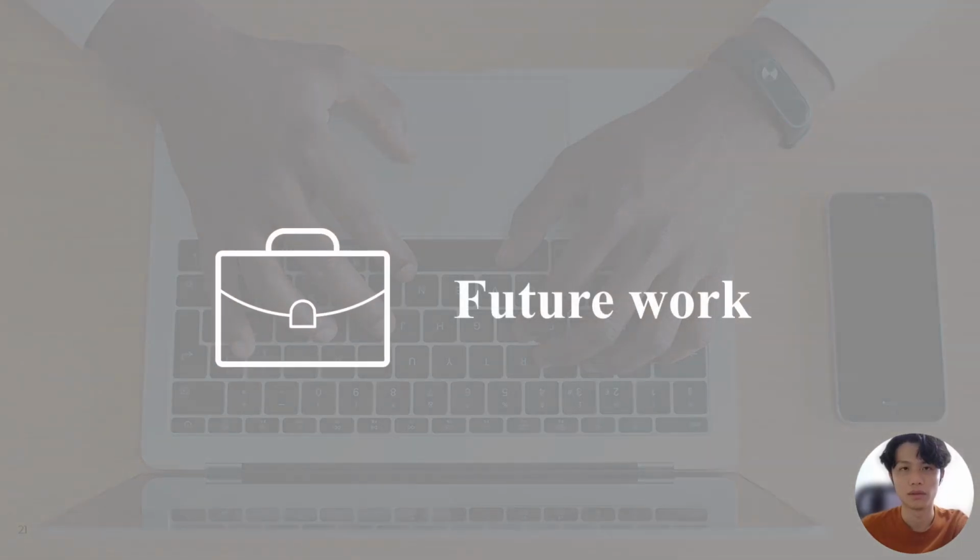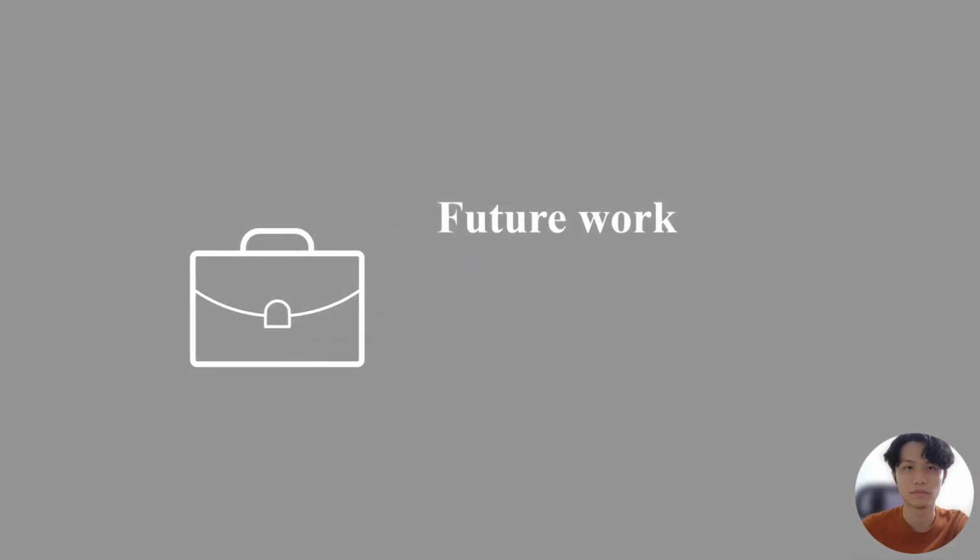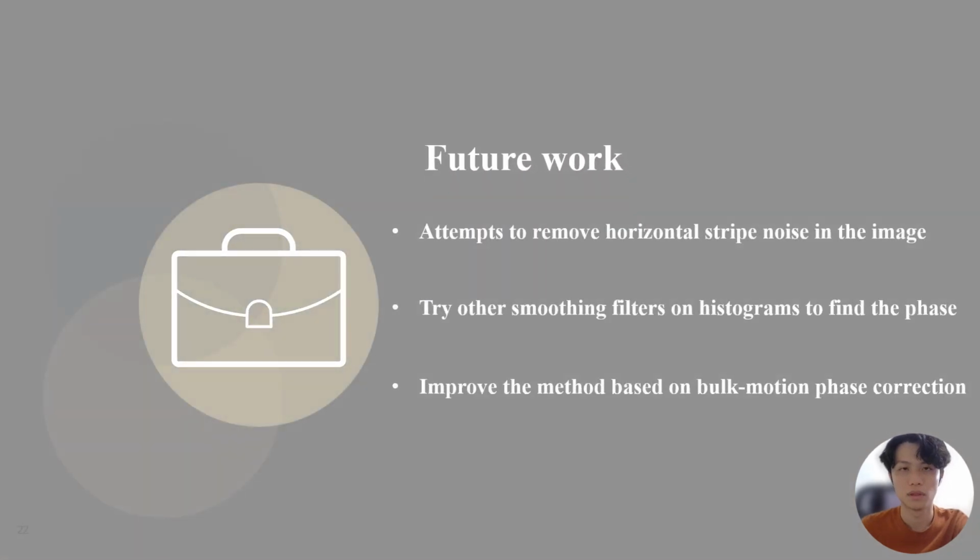Okay, and this is my future work. I will attempt to remove horizontal strip noise in the image and maybe try other smoothing filters on histograms to find the phase. And last, I will continue to try to improve the method based on bulk motion phase correction.